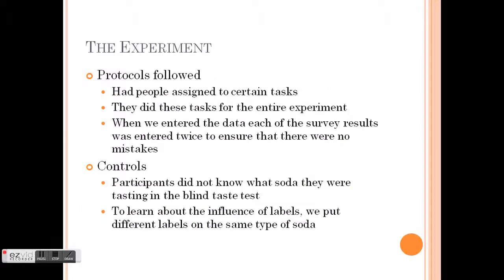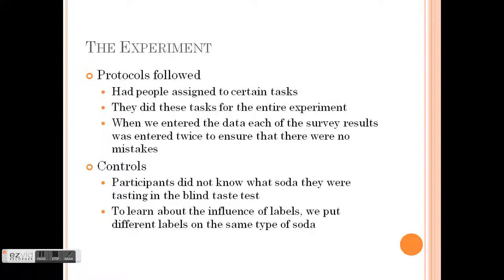We took steps in order to ensure that our experiment yielded unbiased results. We followed protocol throughout our experiment. During the experiment, we had people assigned to certain tasks. They did each of these tasks for the entirety of the project. Before the experiment started, each person was trained on how to do their task to ensure that they were doing it correctly. We also took precaution when we entered the data. Each of the survey results was entered into the computer twice to ensure that there were no mistakes.